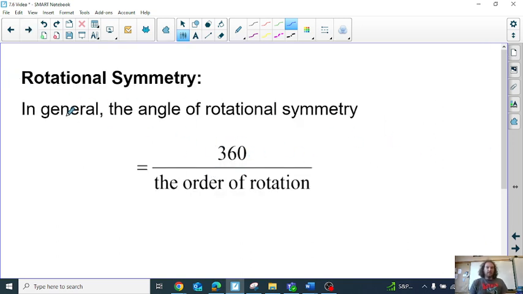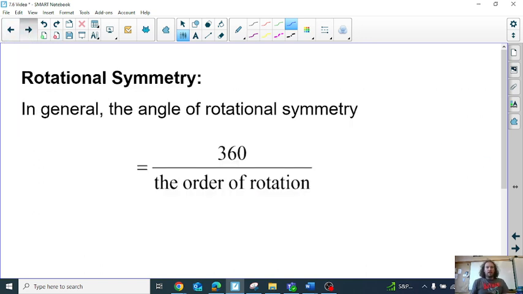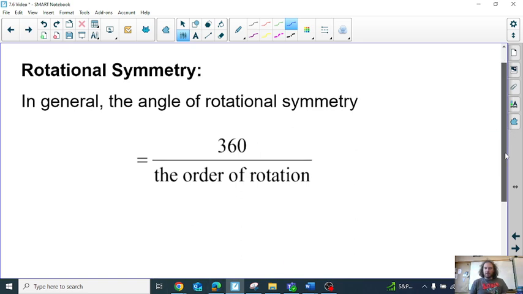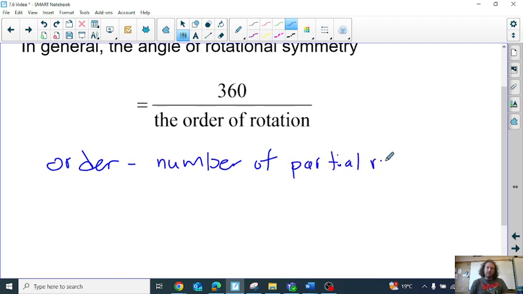Not only that, but we could also talk about the angle of rotational symmetry. If I know the order, if I know it's going to take 1, 2, 3, 4 steps for it to get back and 4 times it's going to look the same, then I can take my full circle, my 360, and divide it by 4 to figure out what we call the angle of rotational symmetry. So if we think about it, order is the number of partial rotations, not full rotations.